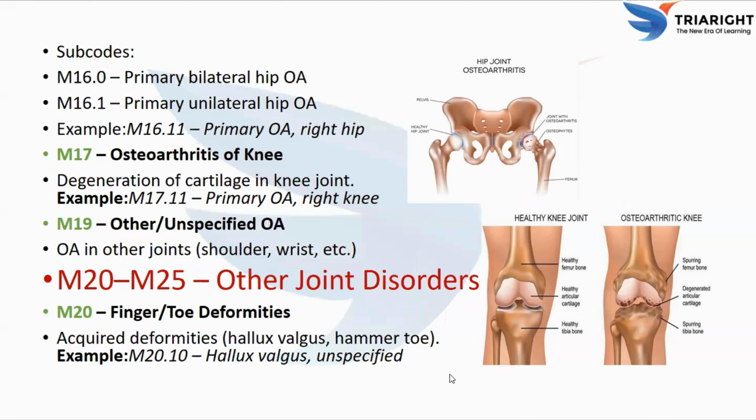Here you can see the pictures of hip joint osteoarthritis, a healthy knee joint, and also the osteoarthritic knee. The healthy hip joint has a smooth, round head of the femur and healthy cartilage covering the joint surfaces. The joint space is normal, with no extra bone growth.